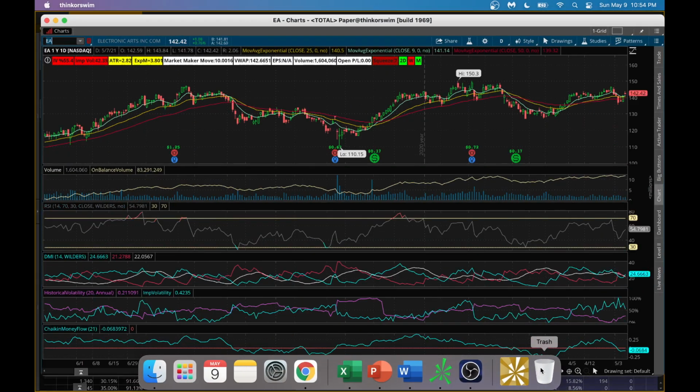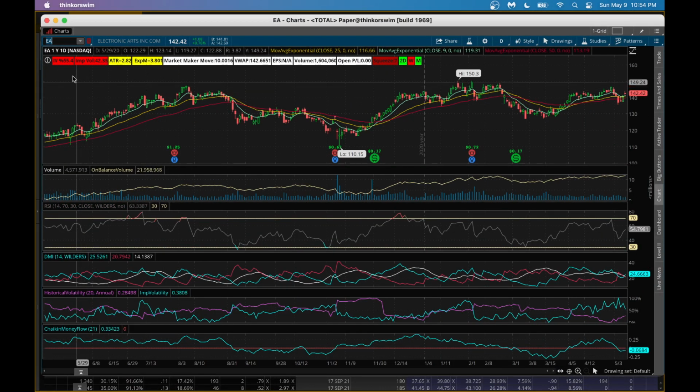If you look at EA here, the IV percentile is 55, a little higher, and I think it's showing some bullish signs here. RSI is trying to go up, and DMI, the blue line, is crossing over the red line, which is a bullish indicator, and Chaikin money flow is indicating it's flat. IV percentile is above historic IV. That's a good sign. It's going down a little bit.